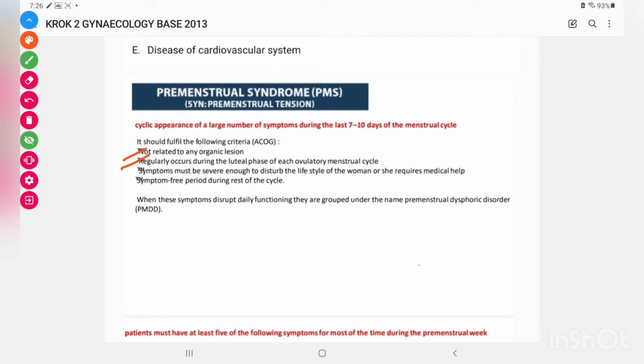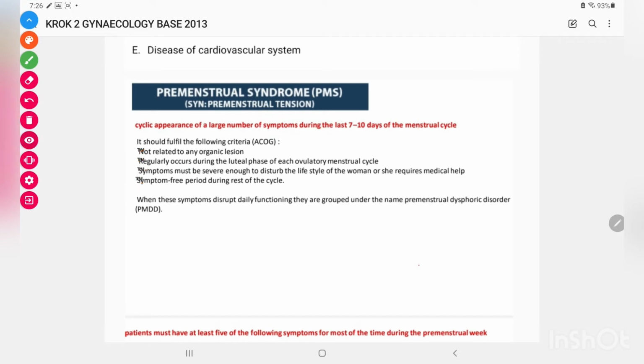And the symptoms must be severe enough to disturb the life cycle of the woman, or she needs medical help. See, most of the time PMS does not need a medical help, but if the symptoms are really severe enough, then it means that she is having premenstrual syndrome which needs medical help. And she will be symptom free during the rest of the cycle. So this is seen just for the last 7 to 10 days. Otherwise the lady will be completely normal.